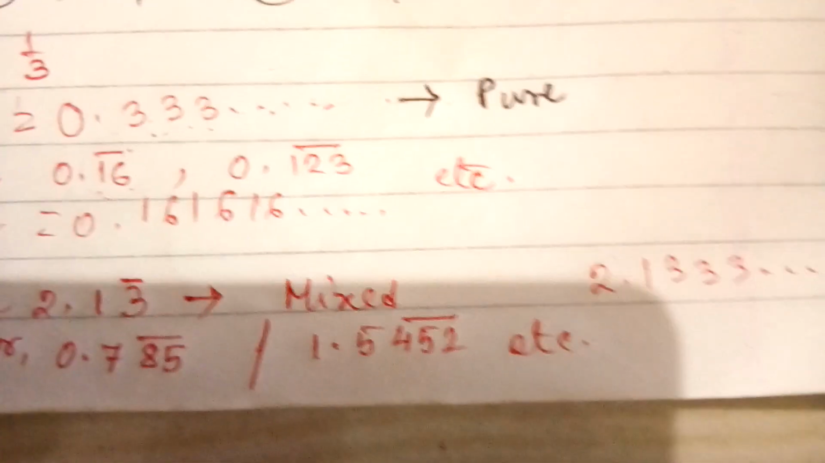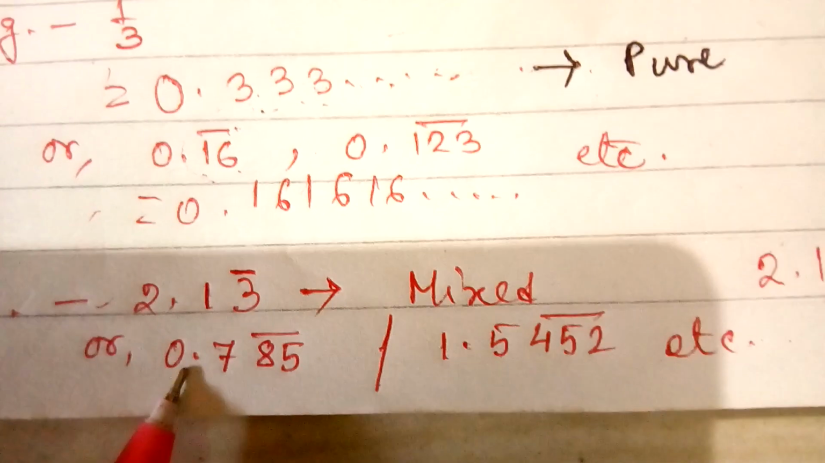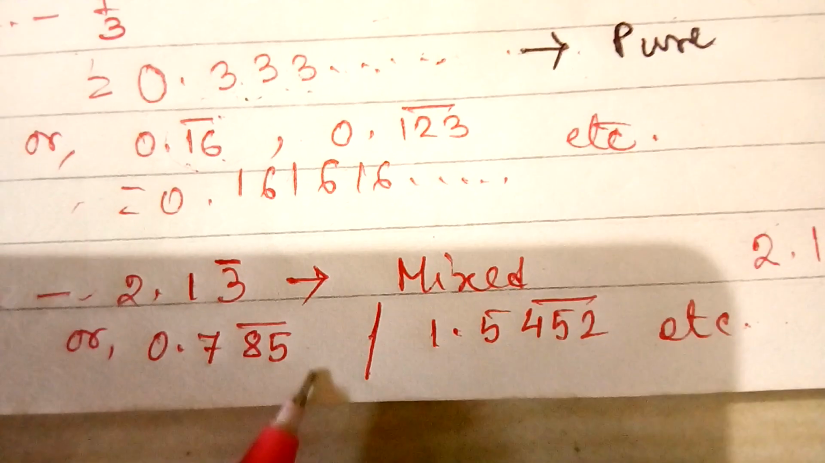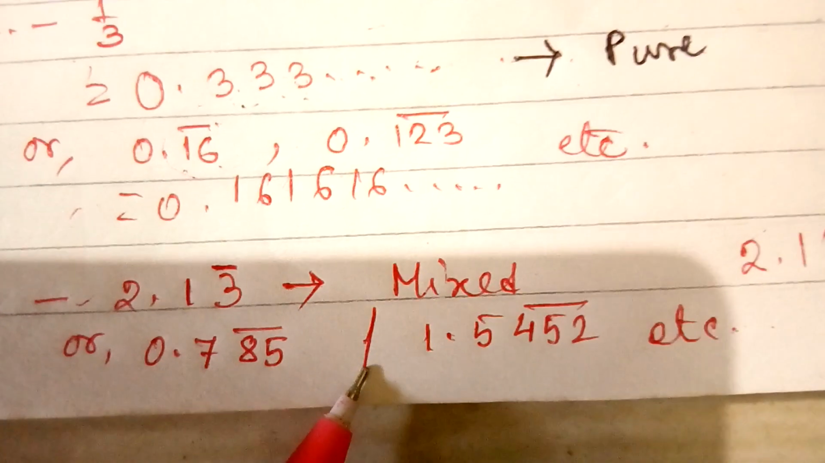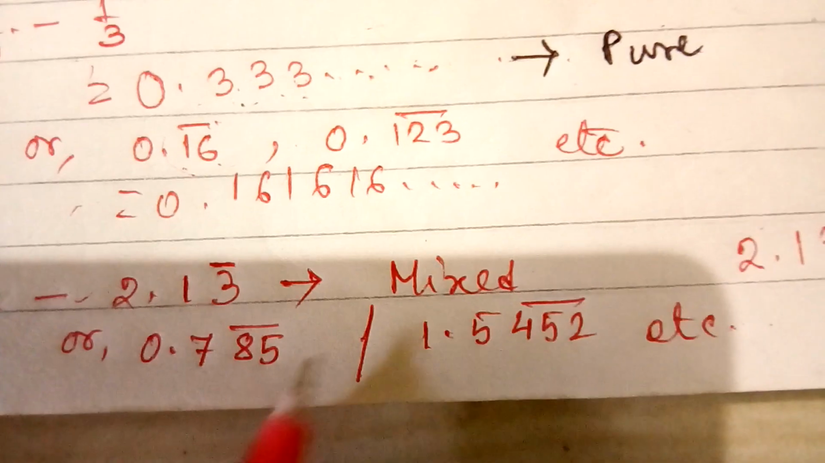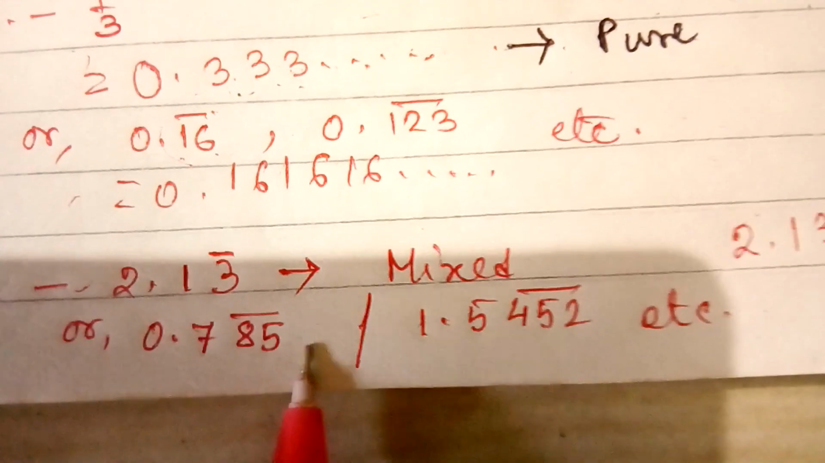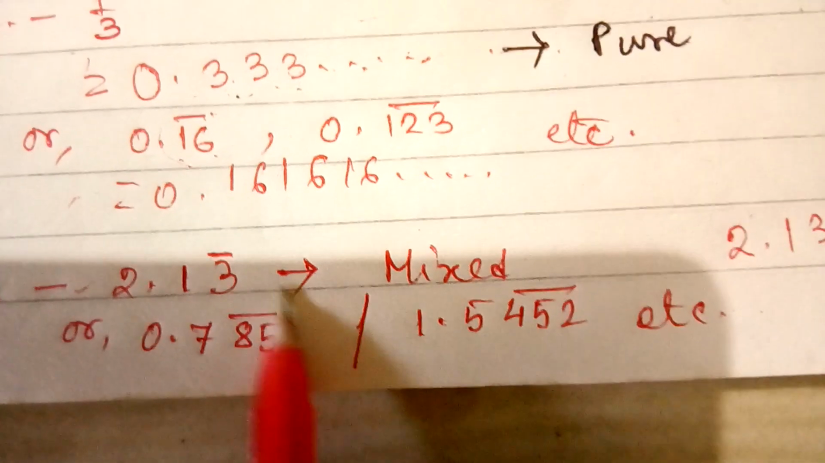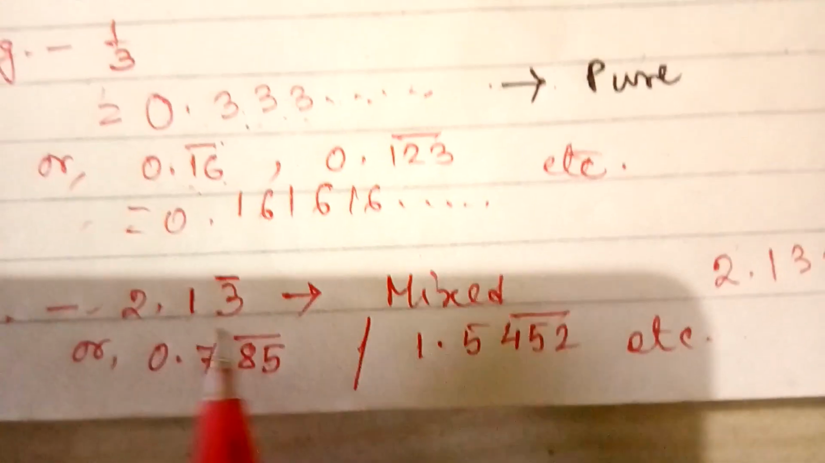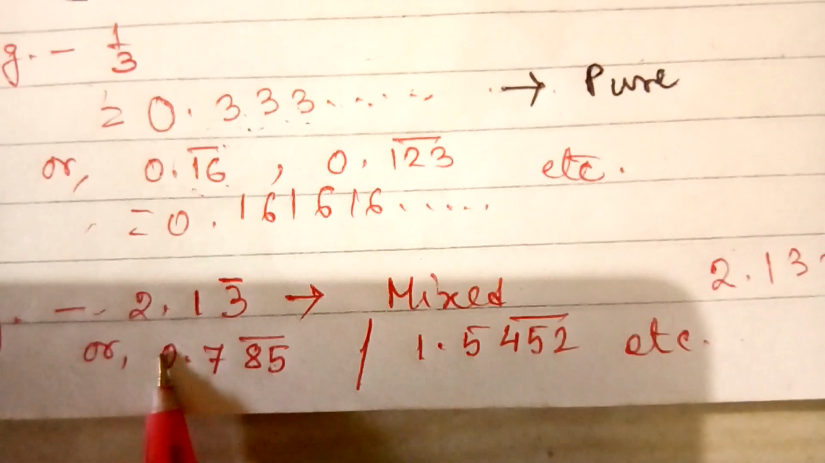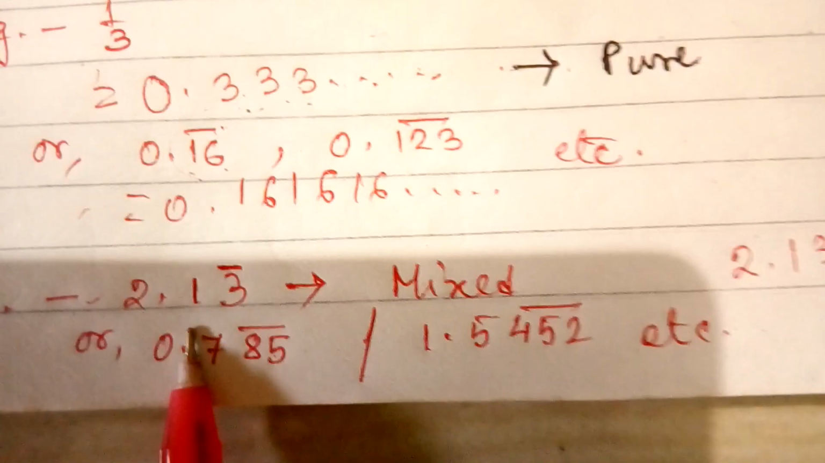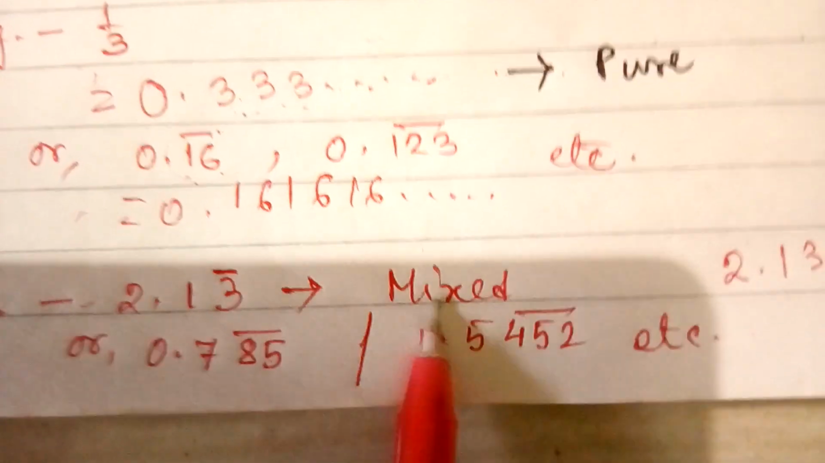Mixed means 2.1 is there after the decimal point, where one part is not repeating but a block of digits or a single digit is repeating after that. Got my point, I hope. 0.785 bar means only 85 will repeat. These kinds of decimal numbers are called mixed repeating numbers. Non-terminating it obviously is, but a non-terminating mixed recurring number.